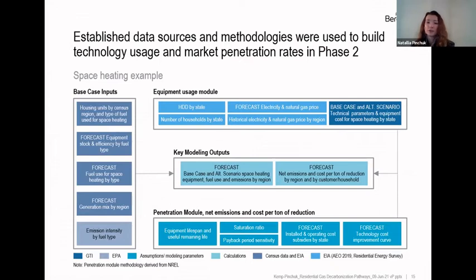I'm only very briefly, given the time, pausing on this. This is a high-level description of the model that we built and where the inputs came from.